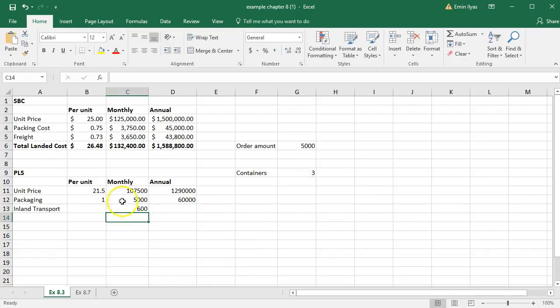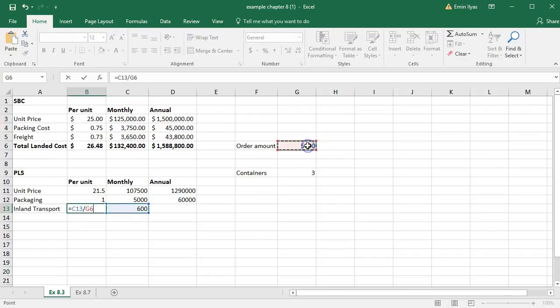So this is going to be our monthly cost. And if we want to calculate our cost per unit, it will be monthly divided by the number of units. And annual will be monthly times 12.